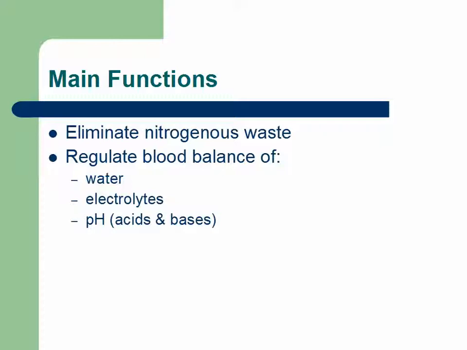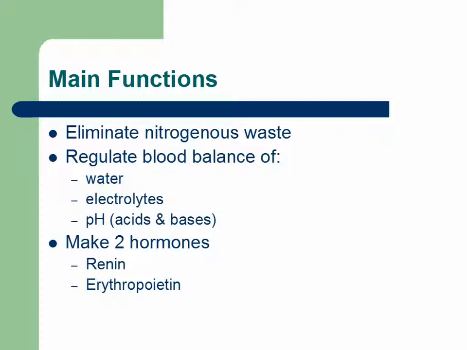The last thing that the urinary system does for us is make two important hormones. We've seen both of these before when we did the endocrine system. Two hormones from the endocrine system actually get made by the kidneys, and those are renin, that's going to have to do with regulating our blood pressure, and erythropoietin, which has to do with making our red blood cells.